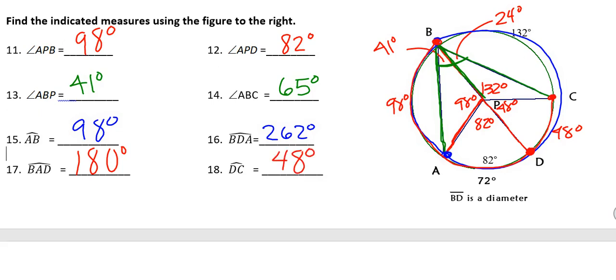So what you need to keep in mind here is that inscribed angles, vertex is on the circle, central angles, vertex is in the center of the circle, and inscribed angles are half the arc that's intercepted, whereas central angles are equal to the arc.